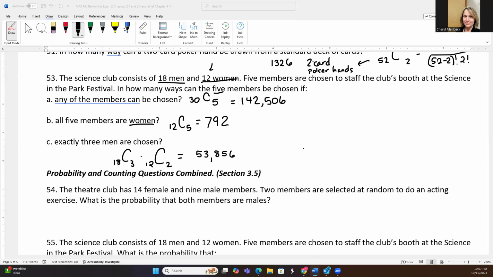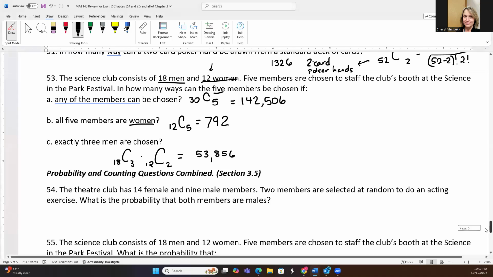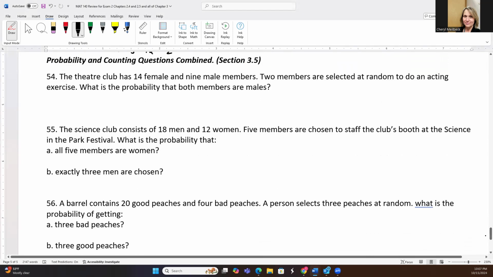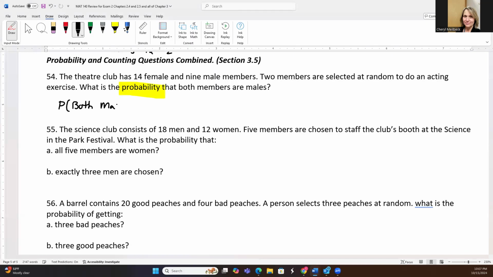Let's move on to 54. 54 says a theater club has 14 female and 9 male members. 2 members are selected at random to do an acting exercise. What's the probability that both are male? So the way we do this, since it's probability, this means we have to have a fraction, right? So if we want the probability of both male, that'll be the total number that are male divided by the total ways you could pick any members.